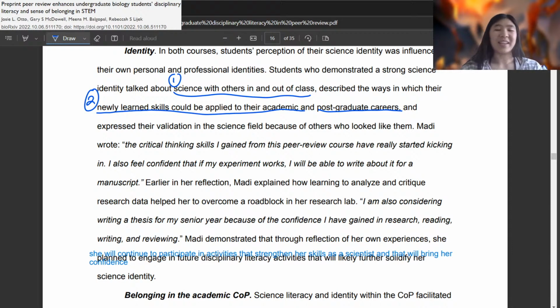And then the most vague part is express their validation in the science field because of others who looked like them. So basically, I'm guessing ethnicity, but maybe that's racist. But as I said before, a lot of STEM is occupied by predominantly white and Asian populations. I'm an example of that. And so there's still not many other minority groups. And so there's a lot of movement to help empower more minorities to join STEM.